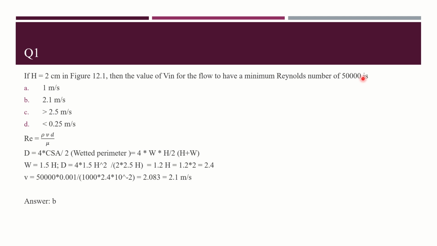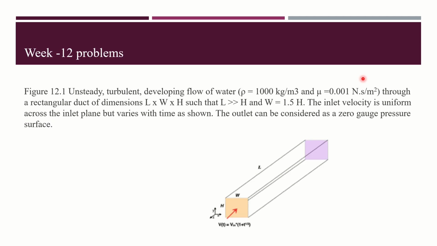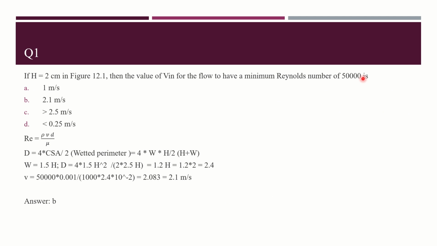Here we need to know that it is a rectangular duct, not a circular pipe, so for that alone we need to make changes. Apart from that, if the Reynolds number is given, we need to find the velocity. The options given are: option A, 1 meter per second; option B, 2.1 meter per second; option C, greater than 2.5 meter per second; and option D, less than 0.25 meter per second.